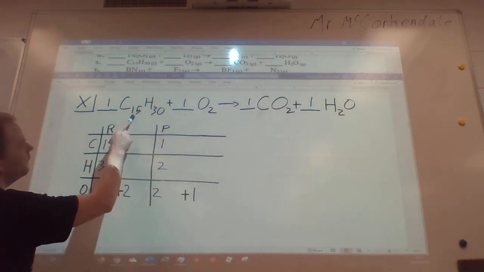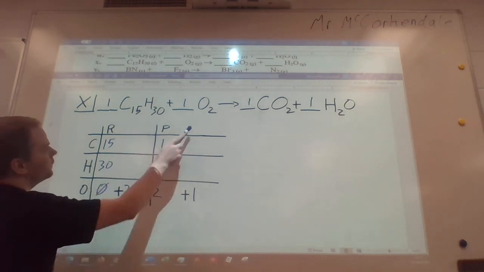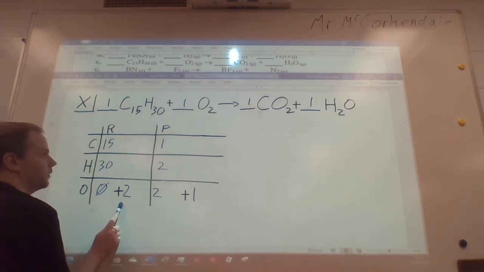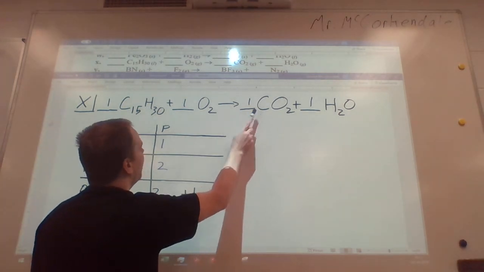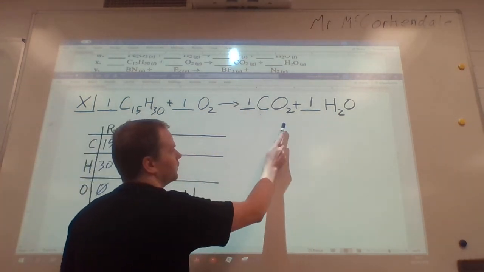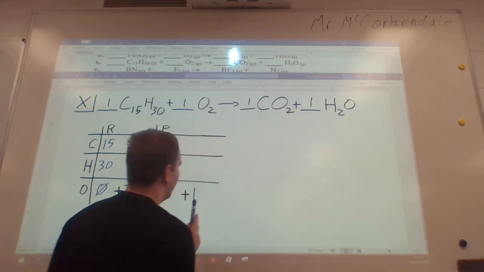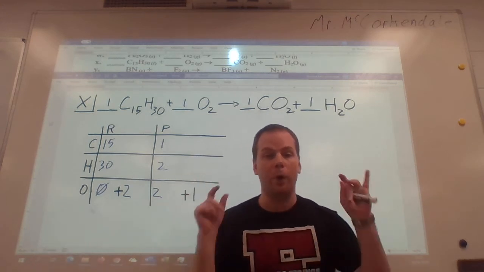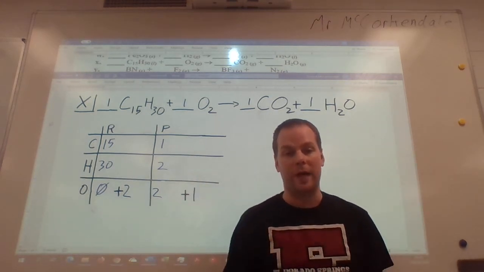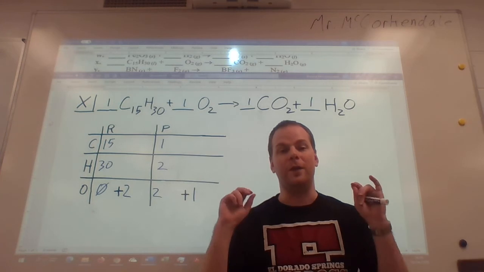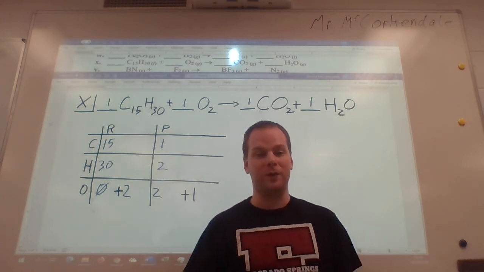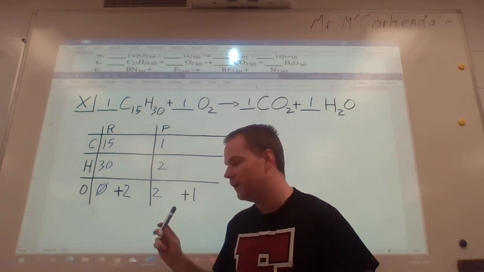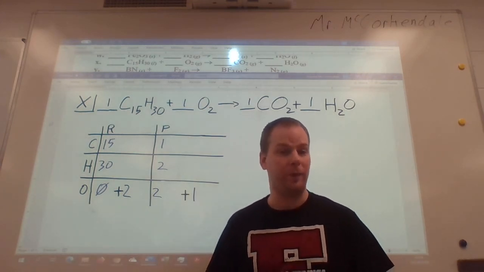So we have 15 carbons, 30 hydrogens, 2 oxygens in the second compound, which is why it's after the plus sign. Then over here we have 1 carbon, 2 hydrogens, and 2 plus 1 oxygens. Now, the number one most important thing you have to remember with combustion reactions is that you always save oxygen for last. Because it is split, you will save yourself a lot of trouble by saving it for last.